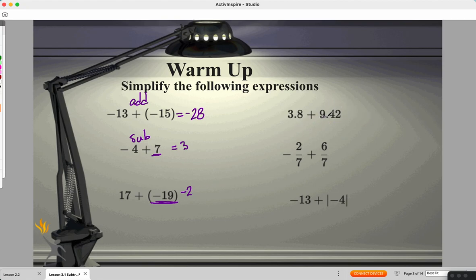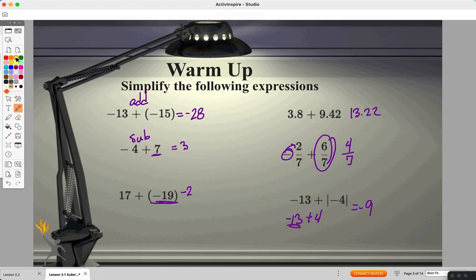Same signs again, so even though they're rational numbers, we can follow the same rules. It's 13 and 22/100. We learned yesterday that this negative actually goes up here with the numerator. So different signs, we're going to subtract, so it's going to be 4/7 and 6/7 is the greater absolute value. And finally, the last little piece brings back in lesson 1 and now adding into 2. What does the absolute value sign mean? Exactly, it's the distance from 0. So it's going to be +4, and then we have different signs. With 13 being the greater absolute value, the answer is -9. So we've got a little review, a little refresher. You've got to keep that in mind.